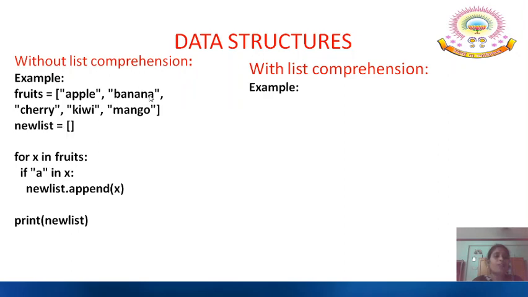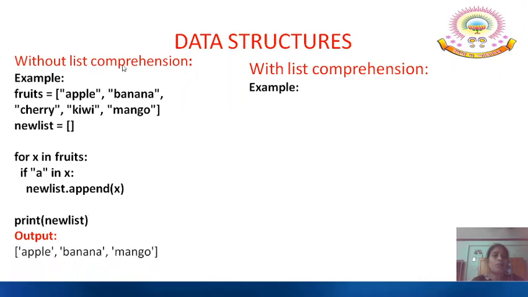So here a is there, so apple will be appended into the new list. Now banana also has an a, so this will also be added to the end of the new list. Means apple is stored, after that banana is stored. Now you are going to check, is a there in cherry? No, so it is not stored. Kiwi? No, a is not there, so it is also not stored. And now it is going to mango. Mango has an a, so it will be stored in the new list. So it will have apple, banana and mango as its list.